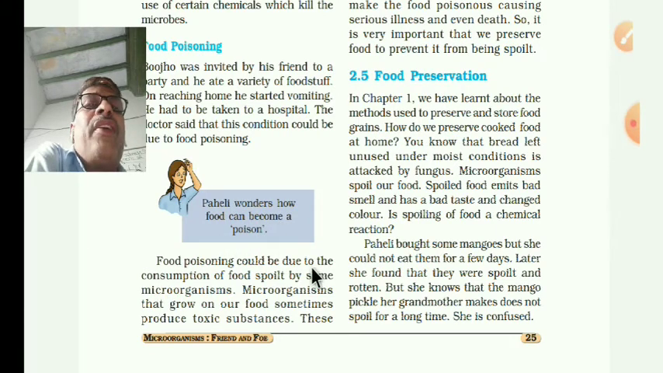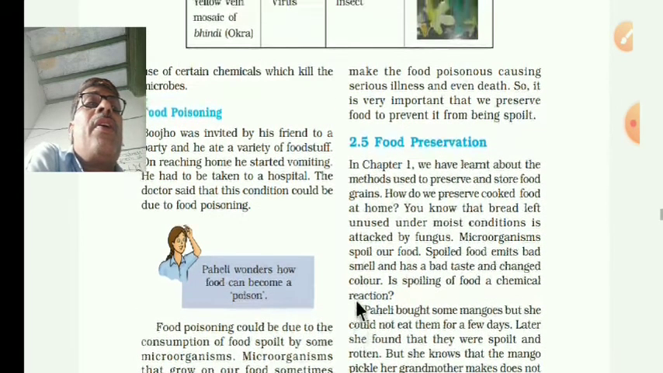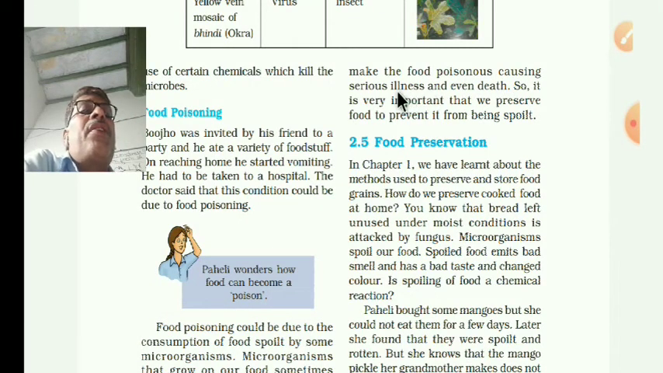Food poisoning could be due to the consumption of food spoiled by some microorganisms. Microorganisms that grow on some of our food items produce toxic, harmful, or poisonous substances. These make the food poisonous, causing serious illness or even death. So it is very important that we preserve food to prevent it from being spoiled.